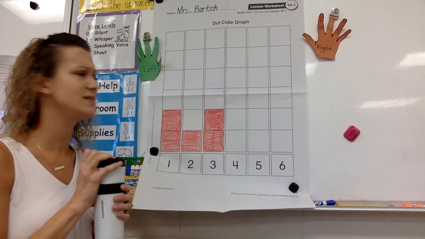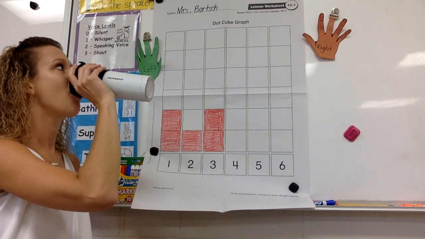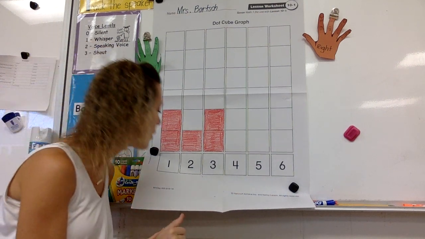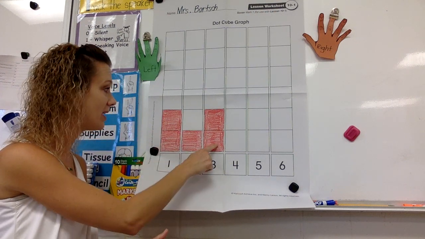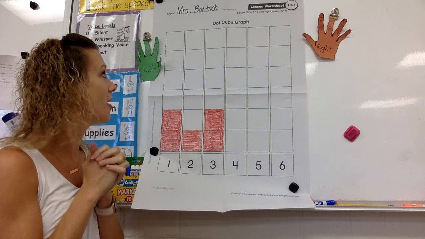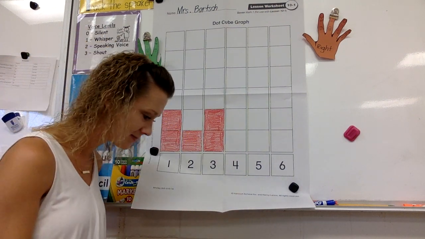Who has the most now? I'm gonna give you a little bit more time to color. Who has the most? Yeah, it's a tie. Number 1 and number 3 have the most because they both have 2 squares, don't they? All right, let's see who wins. We gotta keep going. Here we go, I'm gonna roll it again.